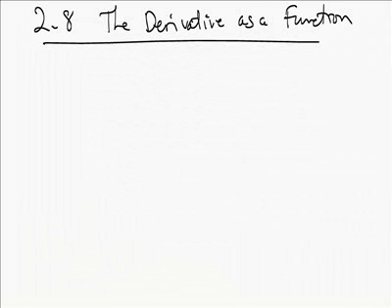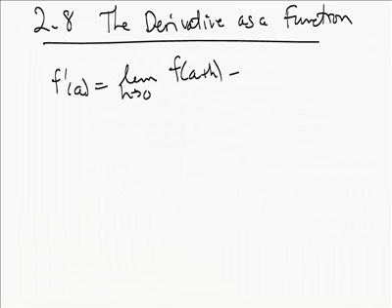In this video, we're going to talk more about the concept of the derivative, but we're going to start thinking of it more as an actual function. Up to this point, we've thought of the derivative at a point, some particular point a, and we said that's the limit as h approaches 0 of f of a plus h minus f of a divided by h. And that's the slope of the line tangent to the curve y equals f of x at the point x equals a.